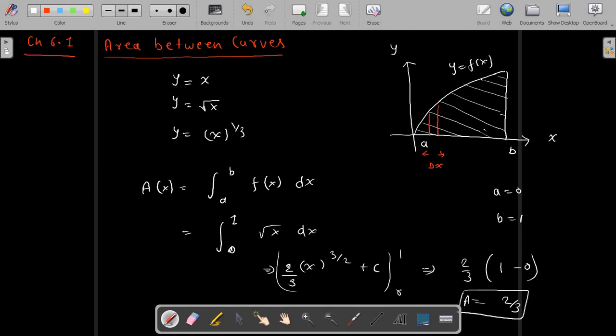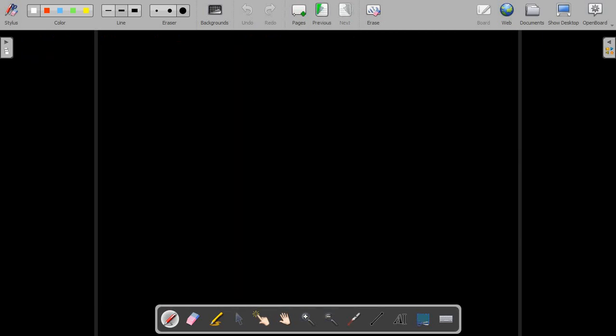But 6.1 is all about when we have not just one curve. Here we have discussed just one curve, but it is about 2 curves, not just one. But the concept will be the same. You take the area of the first one and subtract the area of the second one. It is the same method we are applying.